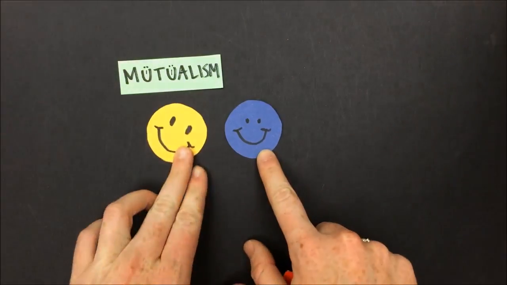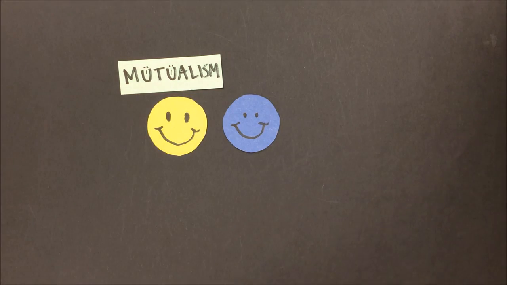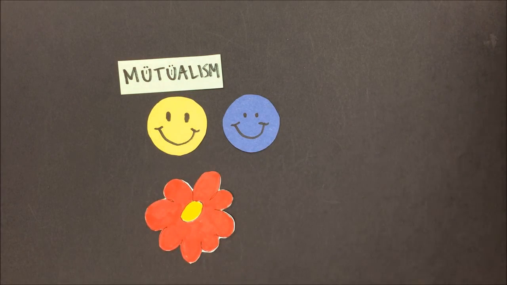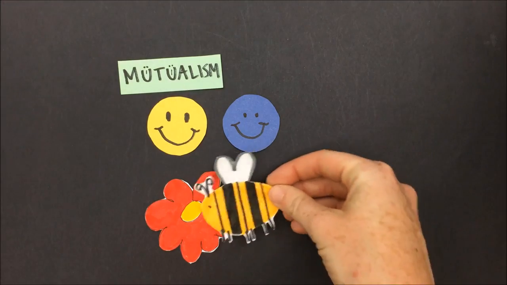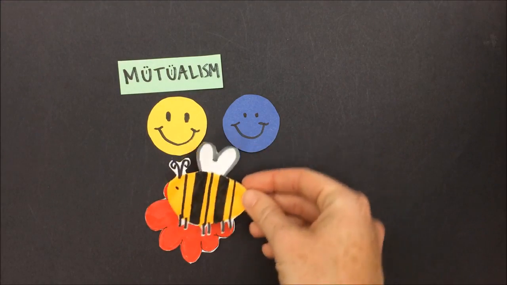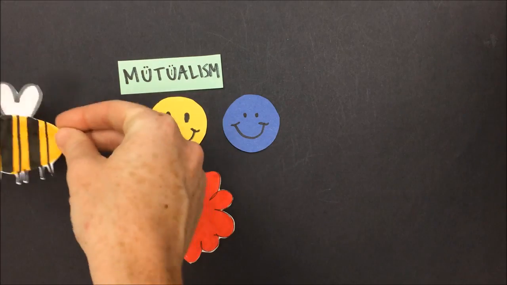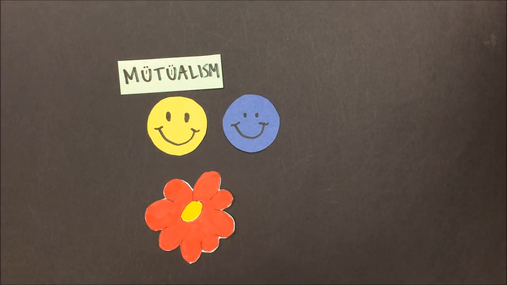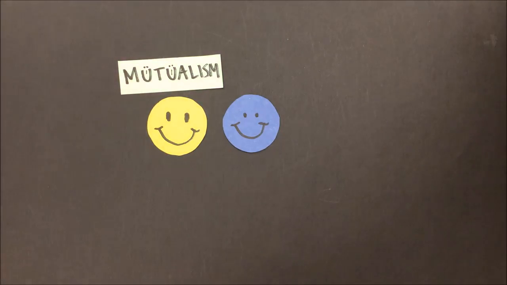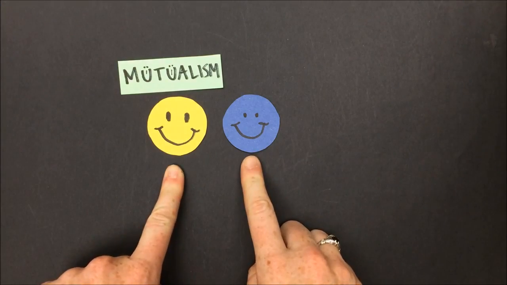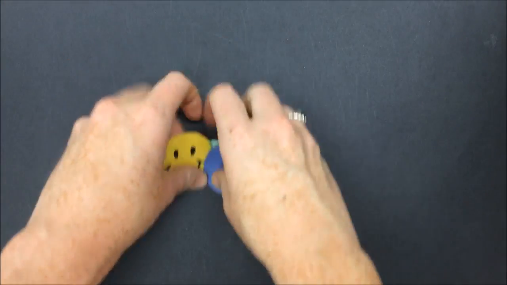Another way organisms can interact is called mutualism. This is when two organisms of different species work together in a way that's beneficial to both. A great example of this would be bees and flowers. The bee gets food from the flower, and the flower gets its genetic material transferred to other flowers so that it can reproduce. So mutualism is a relationship between two different species that benefits both.